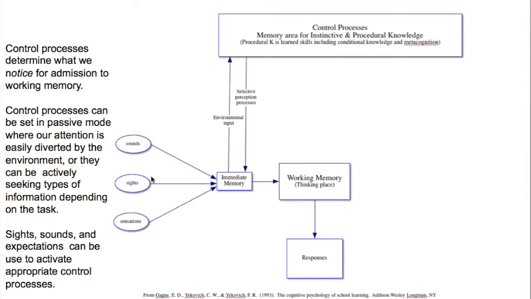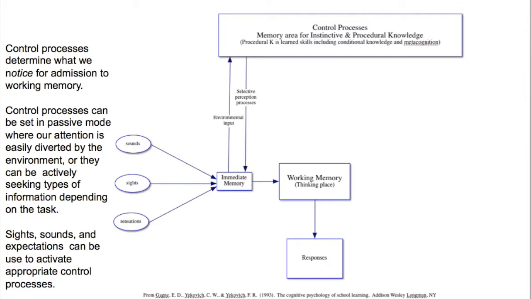So control processes can actually be set by expectancies, and so they can be used to activate the appropriate parts of the control process. So we have information coming from the outside, we have a place for that information to get captured, and then depending on whether or not we need it, it will be admitted into working memory.